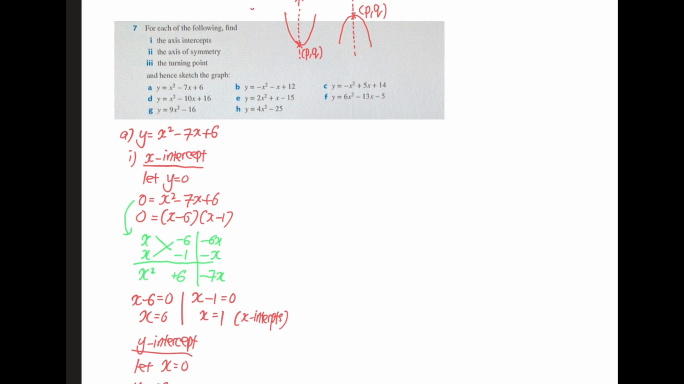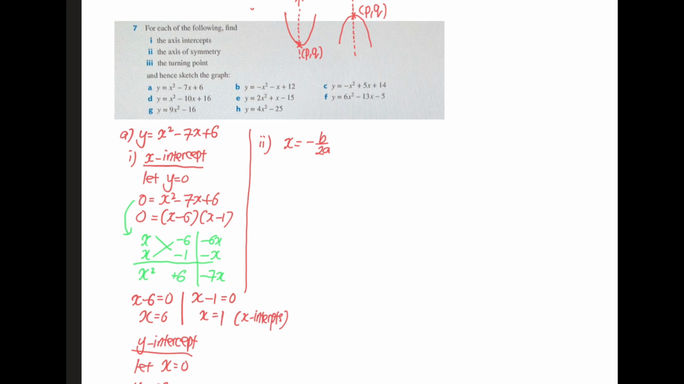Now part 2, they ask for the axis of symmetry. Since they ask for the axis of symmetry before the turning point, we can handle it this way. The axis of symmetry is minus b over 2a, so we can use this formula. What is a, what is b, and what is c? From this quadratic equation, a is 1, b is minus 7, c is 6.